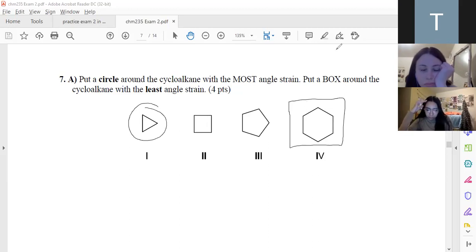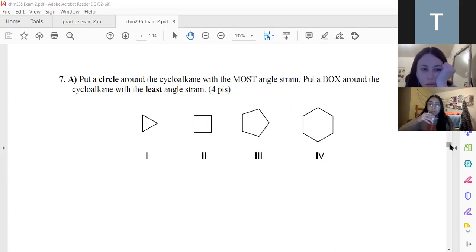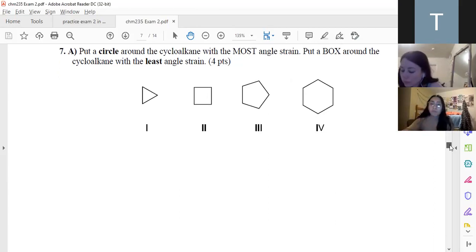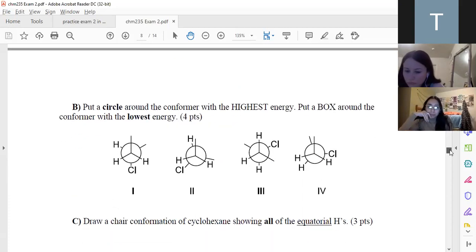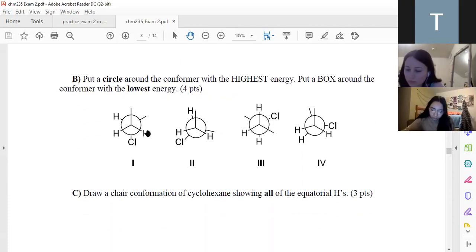Does that make sense? Yes. Okay. 6-membered rings are great. 5-membered rings are okay. The 3 and 4 are bad, and then all the way till you get to 12 carbons before it becomes viable again. Okay, so circle around the conformer with the highest energy, put a box around the conformer with the lowest energy.